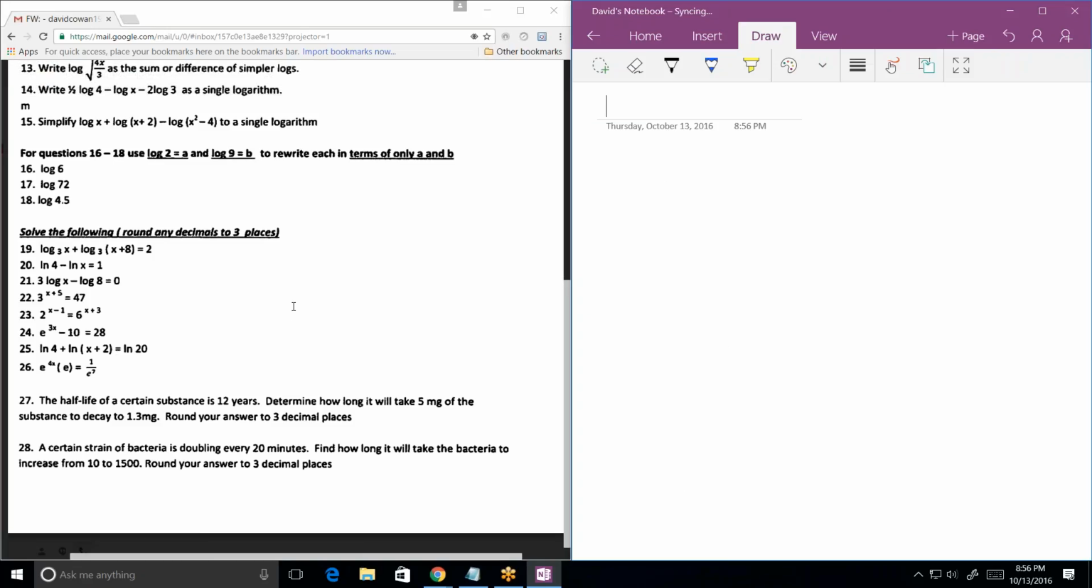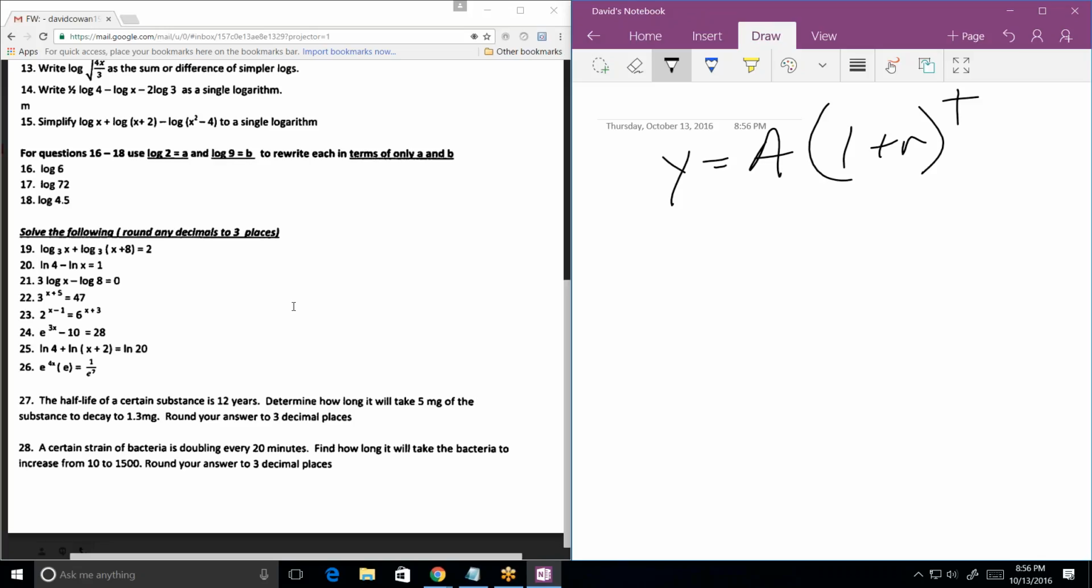Okay. A certain strain of bacteria is doubling every 20 minutes. So how can I write that? This is the general. Can I just write it in general terms? No, in other words, we gotta substitute for y, for a, and for t in order to solve for r. And that's always going to be the first step.